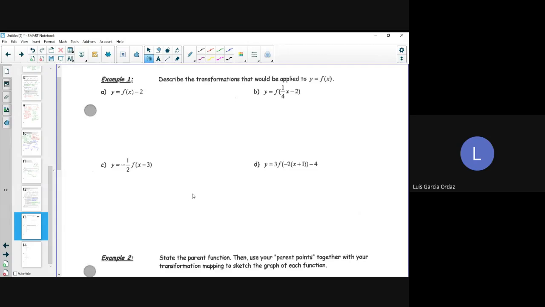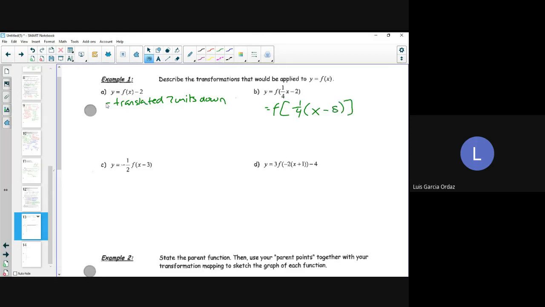What kind of transformation do we have? Yep, translated 2 units down. Okay, for B, do we have to do anything first? Yes, we're going to factor 1 over 4. So remember, what is it? 1 over 4 bracket x, and then minus 8.